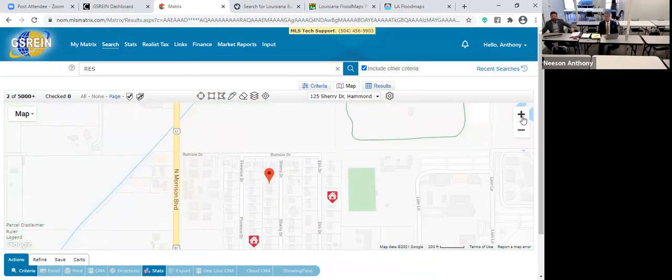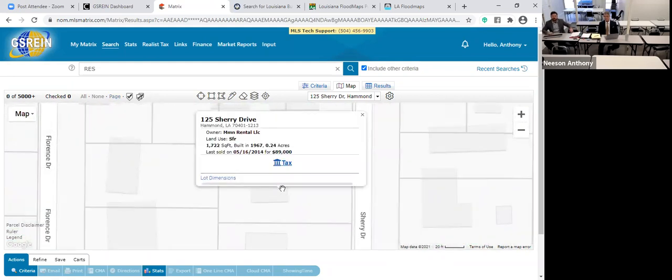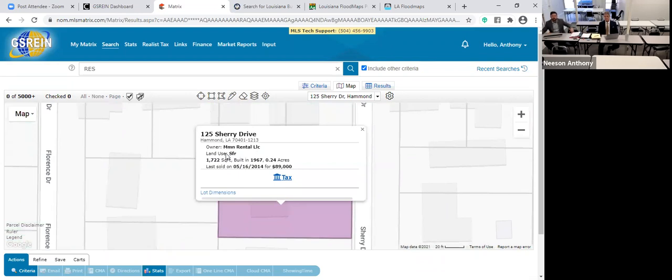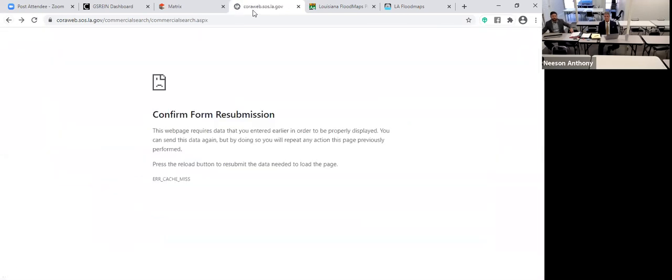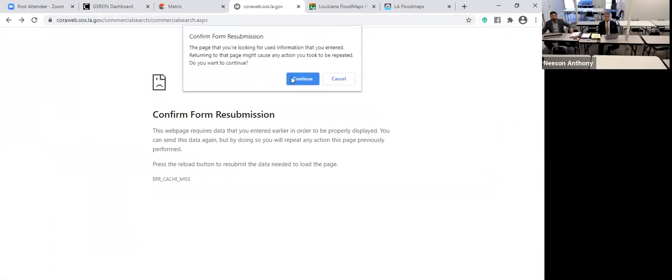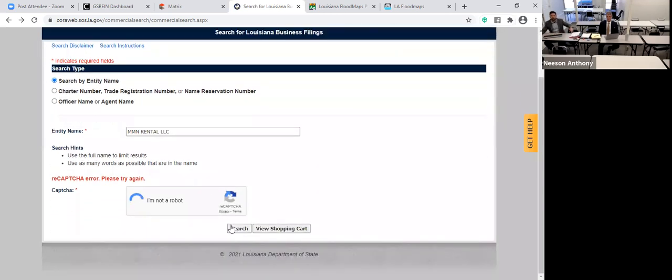So now I'm going to zoom in on the little map. I'm going to click on it. Huh. It's owned by MMN Rental LLC. Weird. I happen to have this page still up, right? Let's give it to me. So now, MMN Rental LLC. Still not a robot.